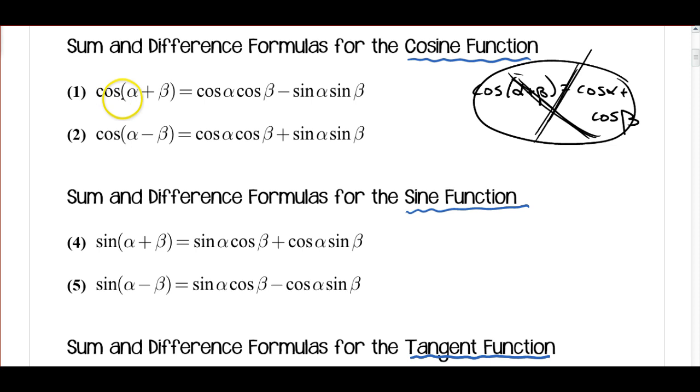If you notice, for cosine of alpha plus beta, we have cosine alpha cosine beta minus sine alpha sine beta. And then for the difference formula, it's the same thing except it's addition. So the cosine ones are opposite of each other.